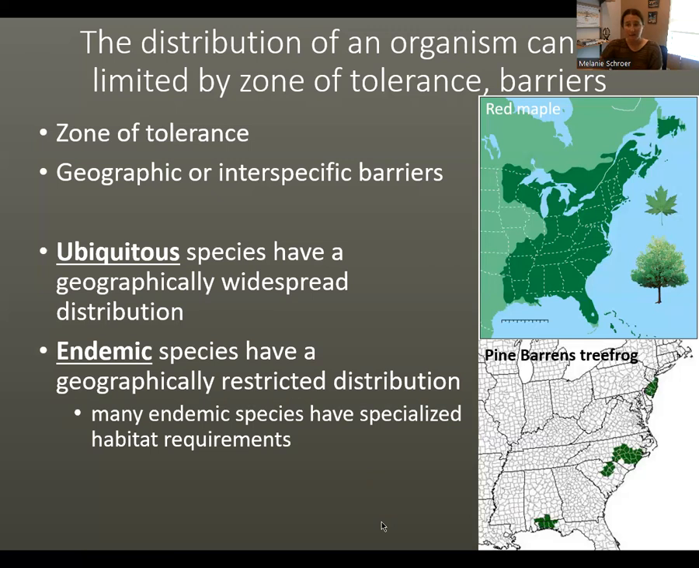Okay. Based on the distribution of an organism, we can describe them as being either ubiquitous or endemic. Or, it's a spectrum, something in between. So ubiquitous is essentially having a really wide geographical distribution. So the red maple, we could say, is ubiquitous throughout the eastern United States or eastern North America. Endemic, on the other hand, is a species with a relatively restricted, native distribution. So the Pine Barrens tree frog, very specialized habitat requirements and limited to very small distributions.